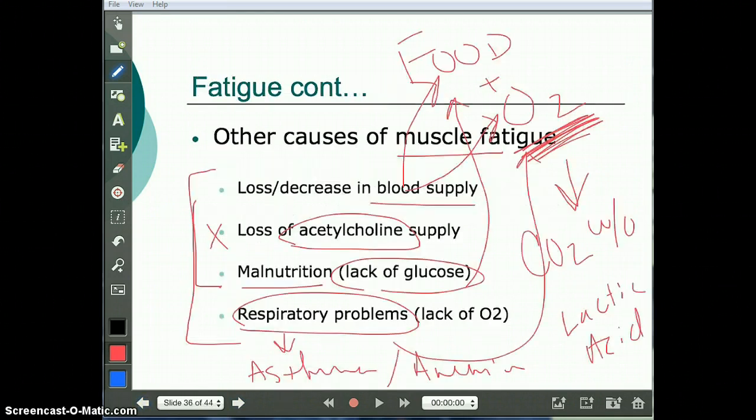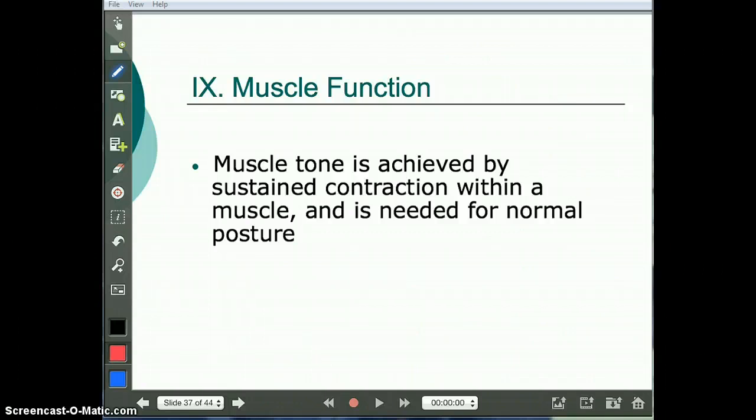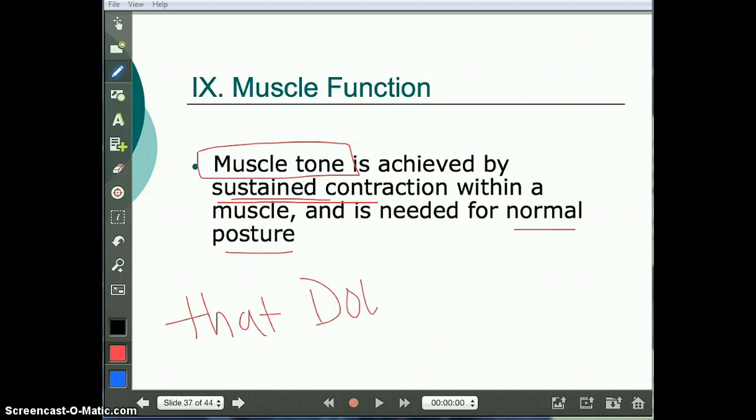All right, so moving on, we'll wrap up our notes here. We're going to talk about muscle tone. Everybody has muscle tone. If you did not have muscle tone, you wouldn't be able to sit upright at your desk. It is achieved by a partial, sustained contraction or normal posture that does not hurt. Okay? Does not hurt. That's muscle tone.